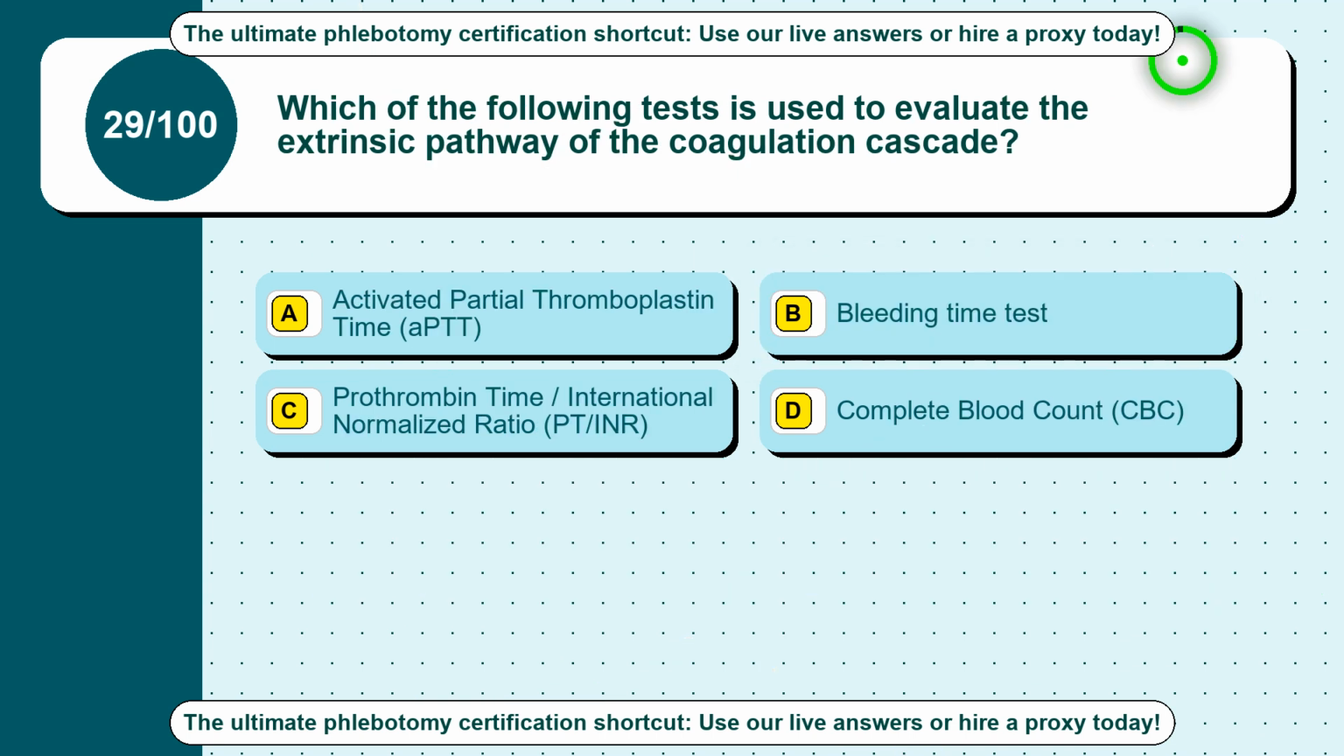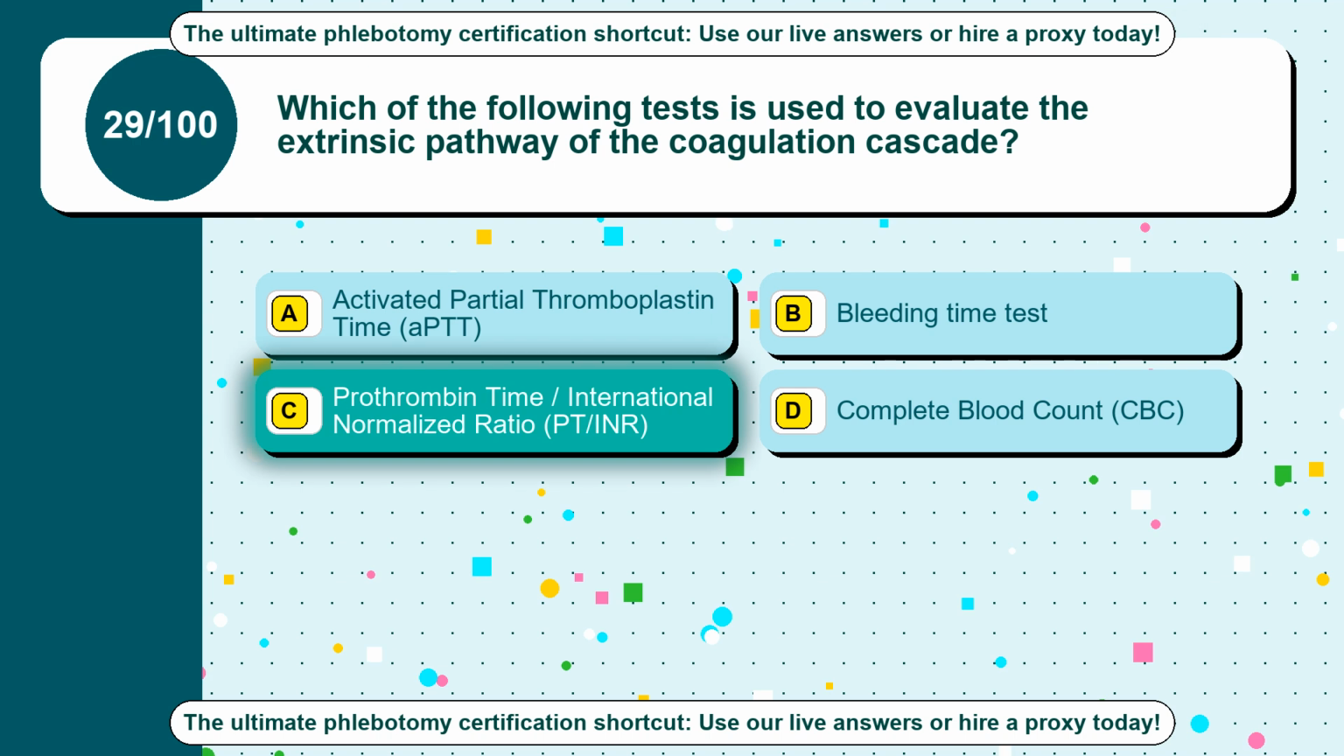Question 29. Which of the following tests is used to evaluate the extrinsic pathway of the coagulation cascade? Option A. Activated partial thromboplastin time, APTT. Option B. Bleeding time test. Option C. Prothrombin time / international normalized ratio, PT/INR. Option D. Complete blood count, CBC. The correct answer is option C.